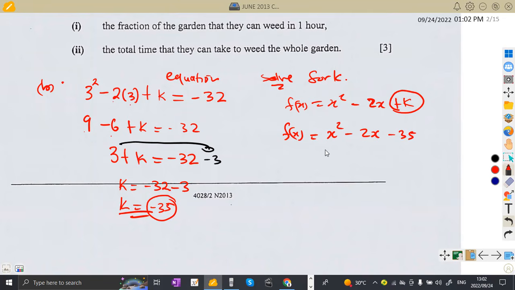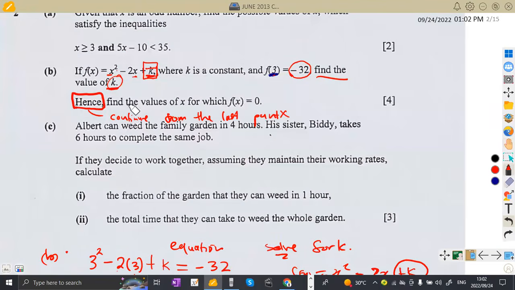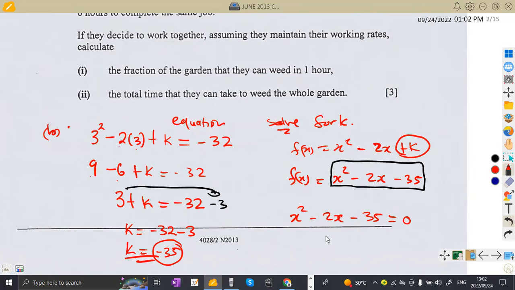Currently, this is what you're going to work with. So the question is, from this f of x that you have now obtained, solve for x for which f of x is equal to 0. So what does this part mean when they say f of x is equal to 0? This is your f of x that you have. So we are saying this f of x that we have represented by this expression is now equal to 0. So it means we are now having x squared minus 2x minus 35 like this. Now it is equal to 0.